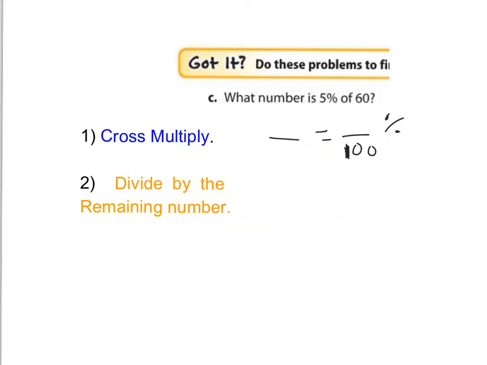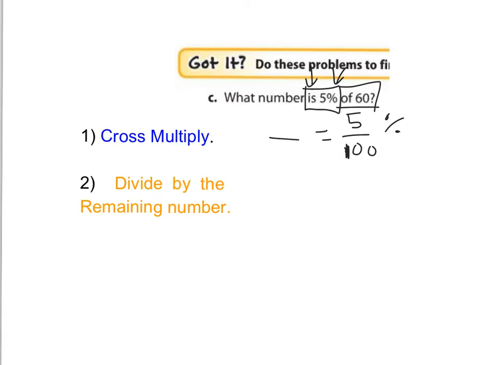Okay, so first we need to set up our percent proportion. We have a situation where the number 5 is in between the word is, but it also has a percent on it. And in these situations, the percent always wins. So 5 is going to go in the percent space, right? Let's look at the next part.